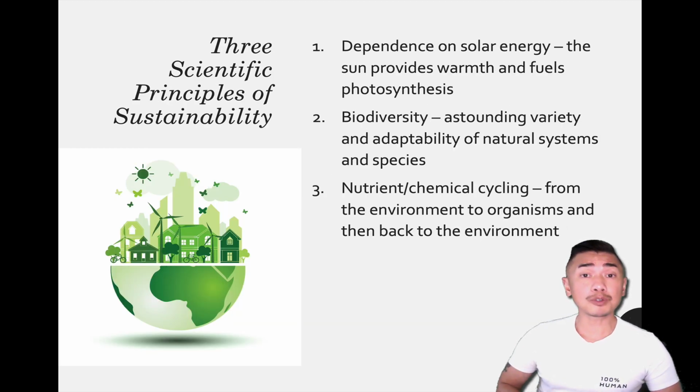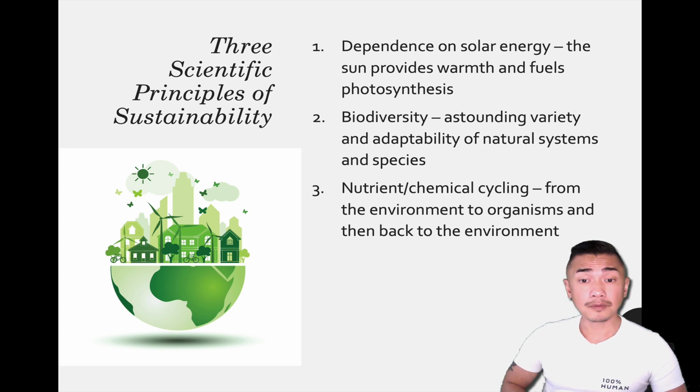As we consider how to create a sustainable future, we should think of what nature has already been doing for billions of years successfully. 1. We should depend on solar energy, or sunlight. 2. We should value biodiversity. Biodiversity is variety of life, and when you have a variety of life, you can respond to changes or challenges that come at you. 3. We should think of nutrient and chemical cycling. Nature uses, reuses, and recycles materials in nature, and so should we.